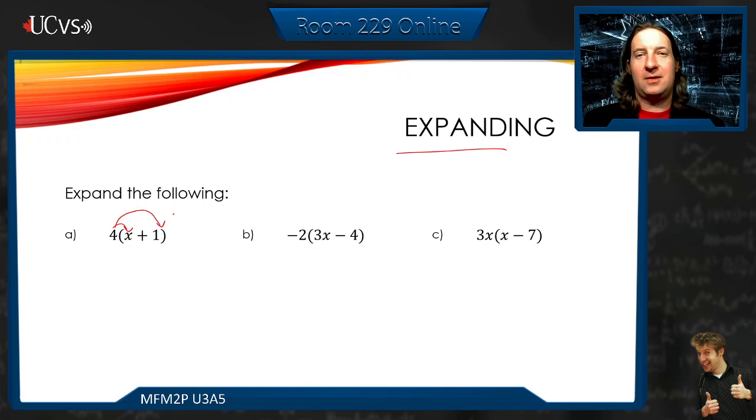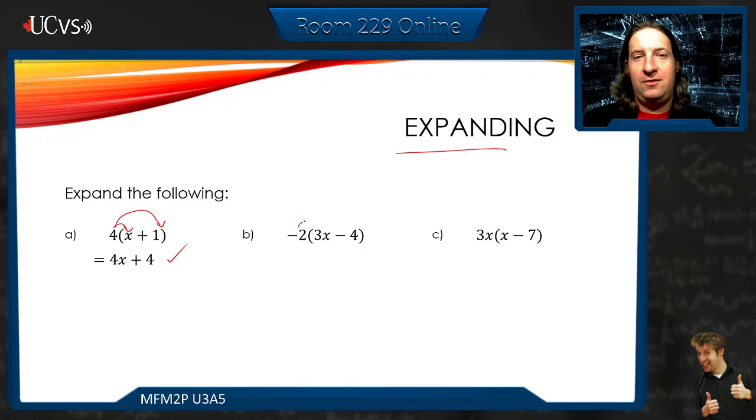We have to distribute. Okay, there's a word here. This is called the distributive property of multiplication. We have to spread out, distribute the 4 amongst the things inside the bracket. So what are we going to get? We're going to get 4 times x, which is 4x, and 4 times 1, which is 4. And we're done. What happens if now it's a negative?